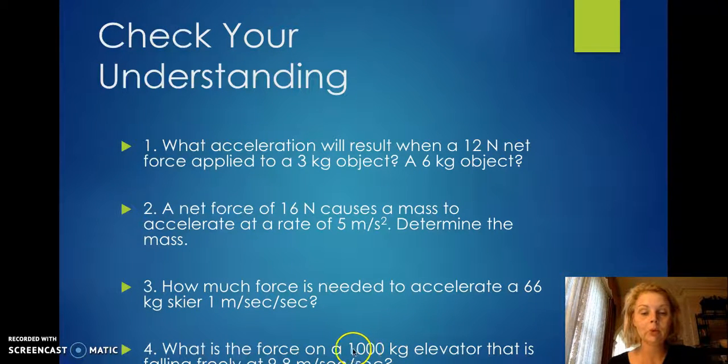Okay, what is the force on a 10,000, that's not 10,000, that's 1,000 kilogram elevator that is falling freely at 9.8 meters per second per second. That's falling due to gravity. Okay, so F equals 1,000 times 9.8.